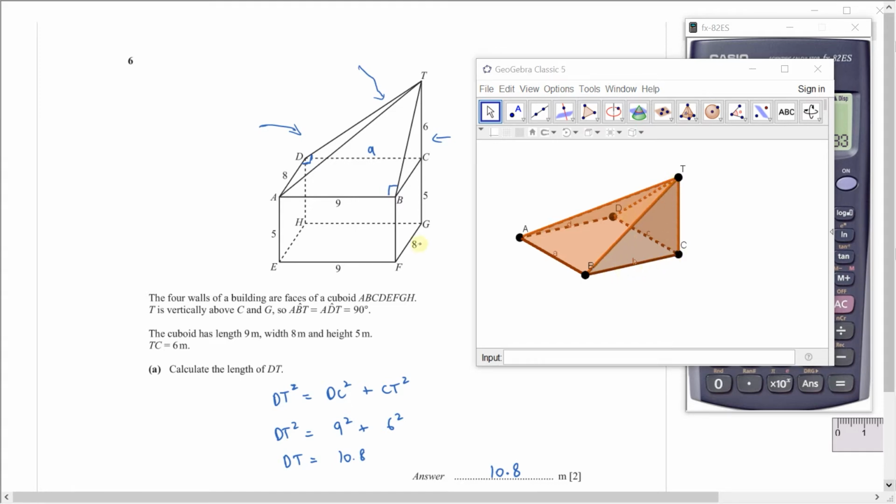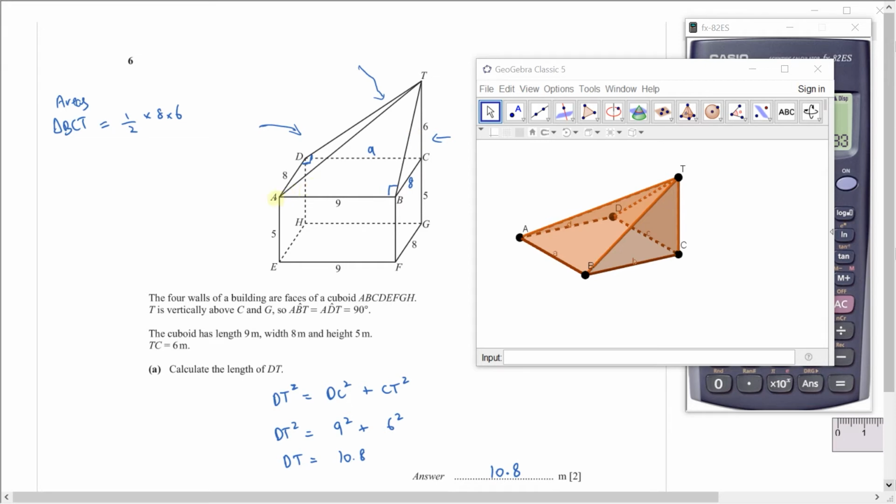And if you look at this cuboid, your length FG and BC are equal because this is a rectangular cuboid here. So if FG is 8 meters, then your length BC is also 8 meters. So for triangle BCT, the area of triangle BCT will be 1 by 2 into this side 8 into 6.